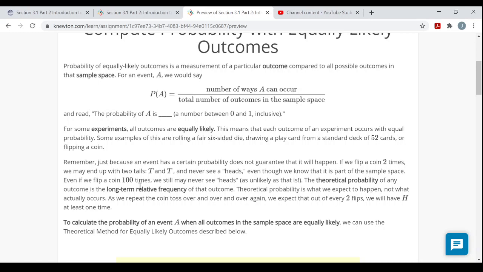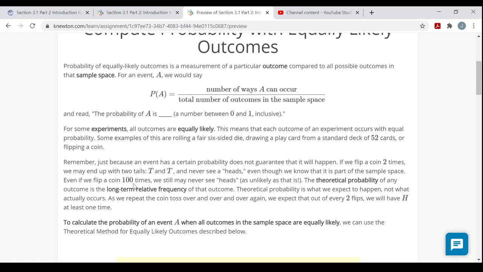Even if we flip a coin 100 times, we may still never see a head, even though that's very unlikely, right? Flipping a coin 100 times and getting all tails. So the theoretical probability of any outcome is the long-term relative frequency of that outcome. Theoretical probability is what we expect to happen, not what actually happens.